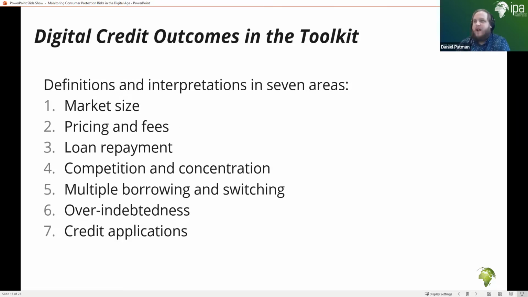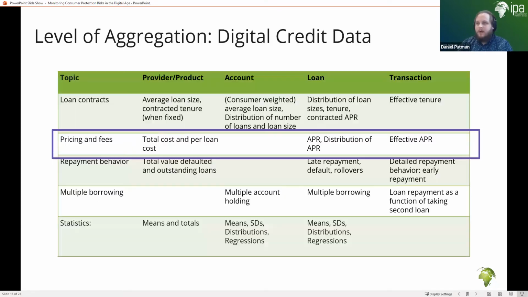We look at a couple of digital credit outcomes, and we really look at the definitions to make sure that they're clearly explained, and then the interpretations, right? So what do these definitions miss? Like how do you interpret them? What are these things really telling you, right? We look at the level of aggregation in the data. And so you can go different routes. You can aim to get the transaction data, but you could also get the account data, right? And so what does that change about your ability to learn about the market, based on that level of aggregation?